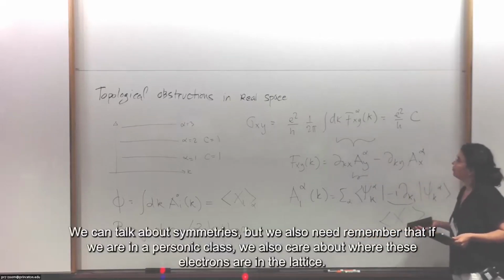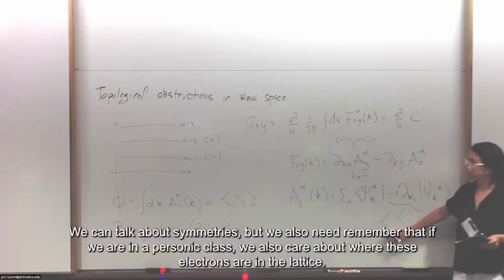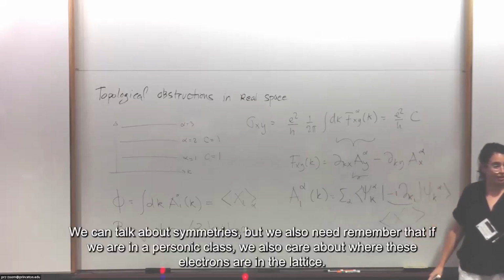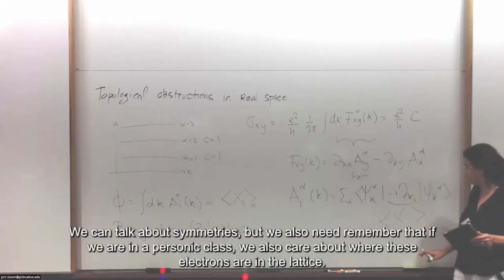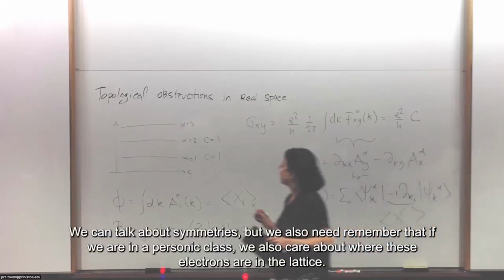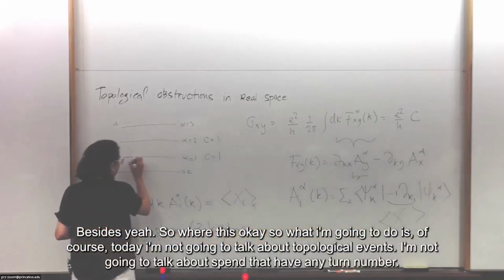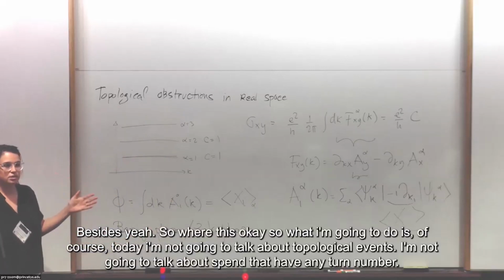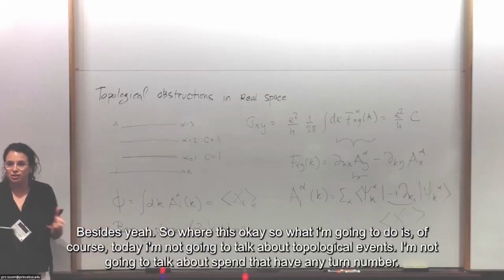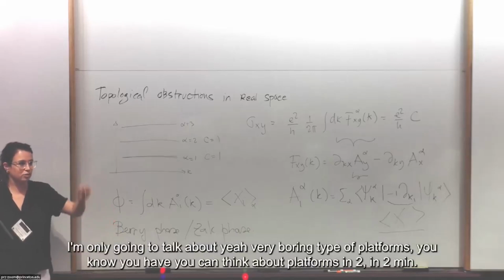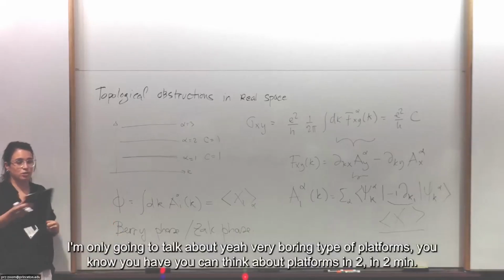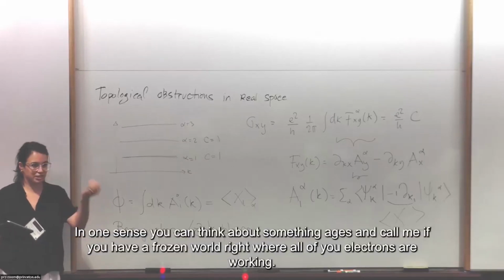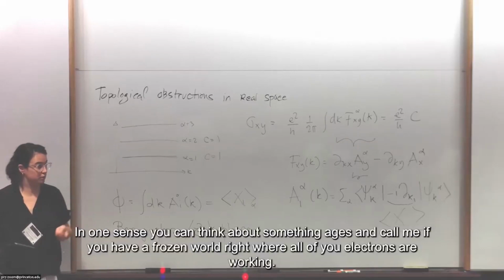Okay, so today I'm not going to talk about topological bands. I'm not going to talk about bands that have a Chern number. I'm only going to talk about atomic bands, which are a very boring type of flat bands. You can think about flat bands in two limits. In one sense, you can think about something which is atomic. It's kind of a frozen world, right? Where all of the electrons are perfectly localized in one position. They don't talk with each other. It's basically a quantum dot limit, and all of the physics happens actually in 0 dimensions.